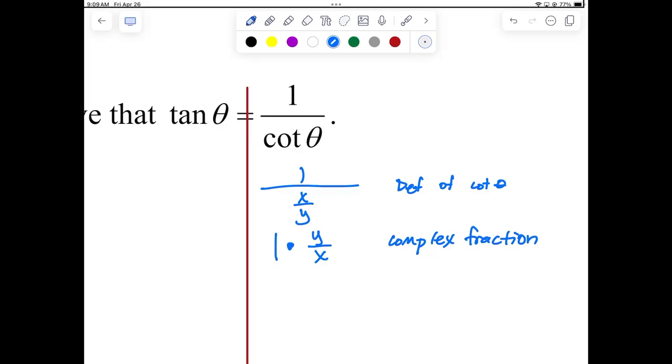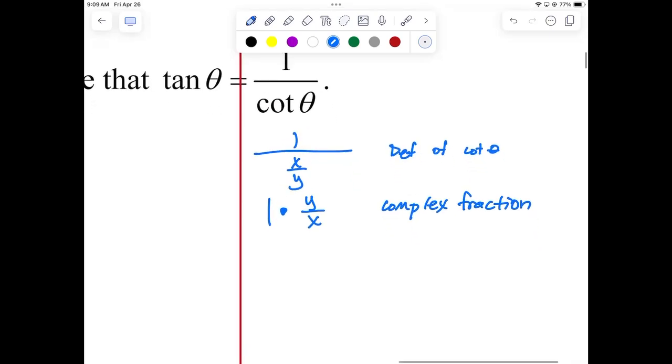Okay? Now I have that times 1. What's anything times 1? Itself. So this is going to be identity element of multiplication. That's the reason. 1 is the identity element of multiplication because anything times 1 is itself.